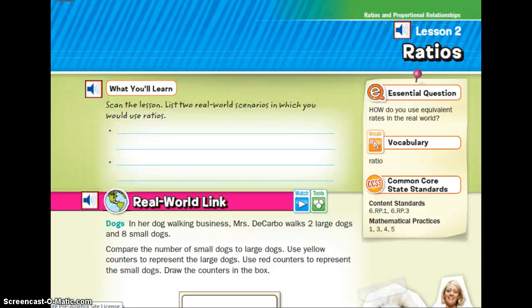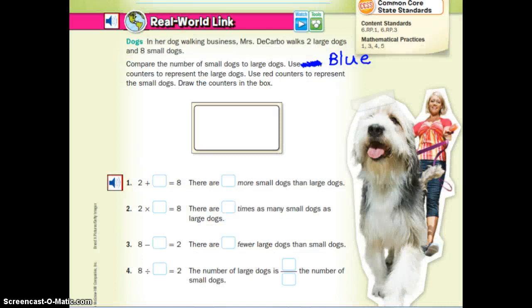We're on Chapter 1, Lesson 2, Ratios. Please turn to page 19. I have a guest speaker. Boyce is going to do the real world link for us.